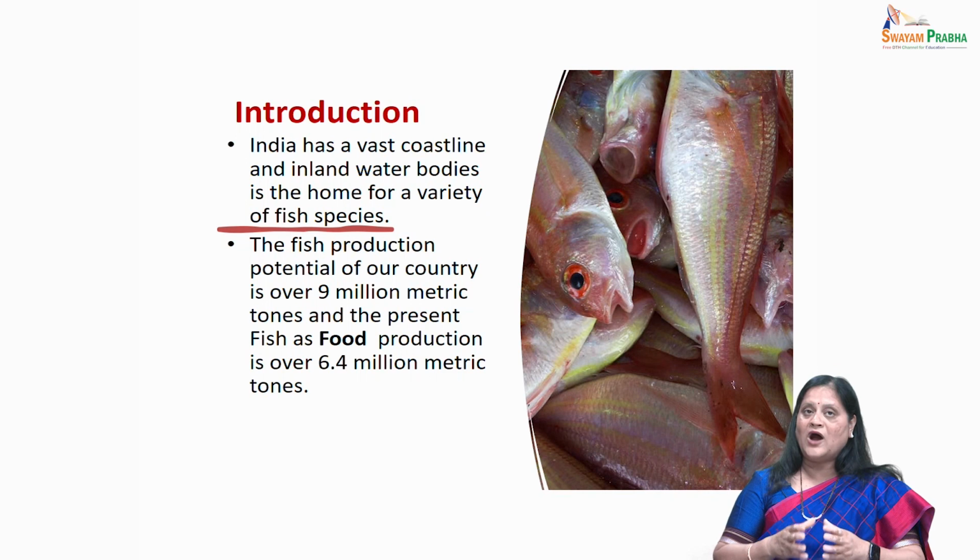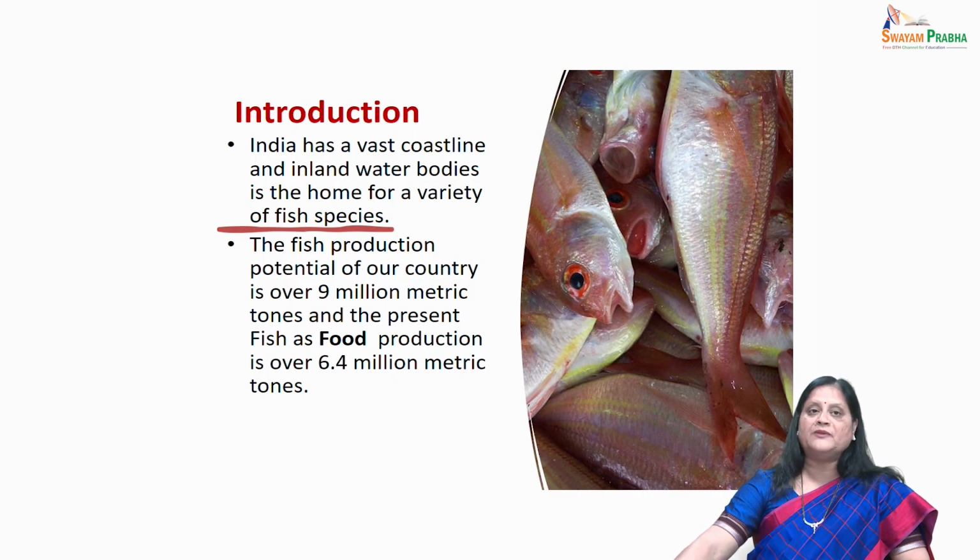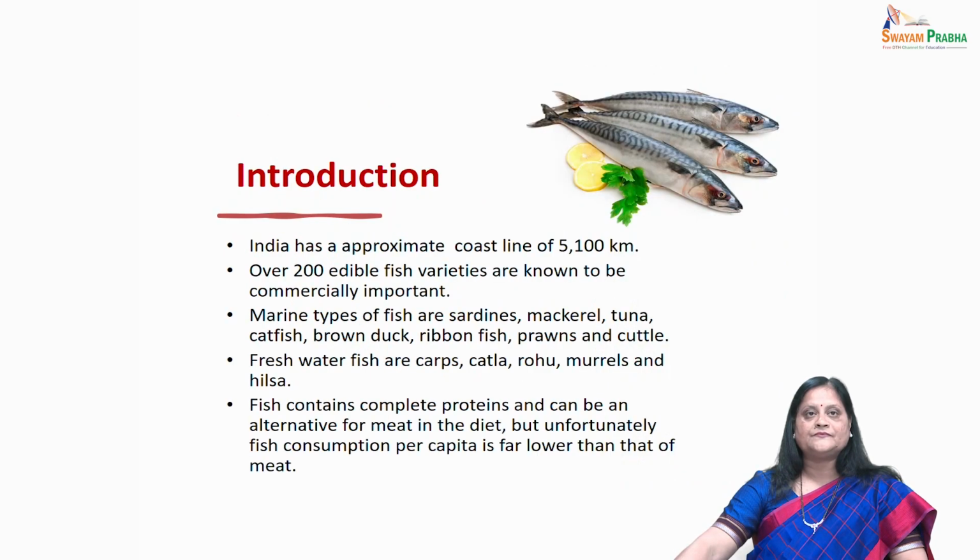India has a vast coastline and inland water bodies, the home for a variety of fish species. The fish production potential of our country is over 9 million metric tons, and the present fish as a food production is over 6.4 million metric tons. India has an approximate coastline of 5100 km. Over 200 edible fish varieties are known to be commercially important.